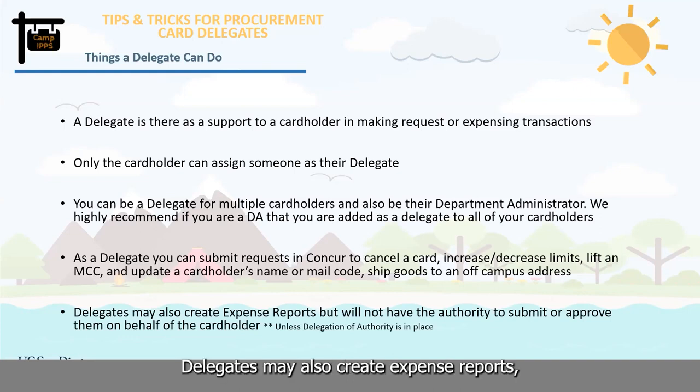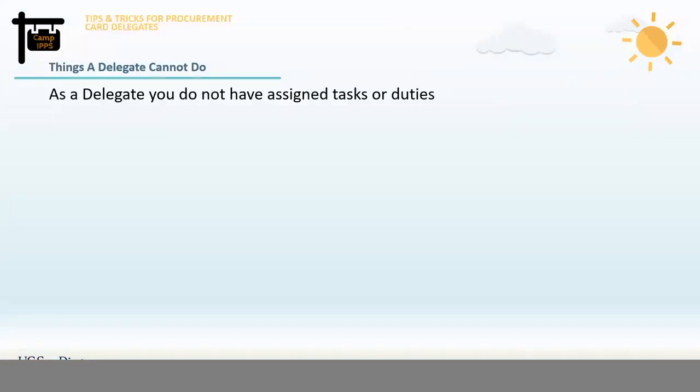Delegates may also create expense reports, but will not have the authority to submit or approve them on behalf of the cardholder, unless a delegation of authority is in place. As a delegate, you do not necessarily have assigned tasks or duties. You're kind of just overseeing or assisting a cardholder that may need help with reconciling or uploading their receipts.